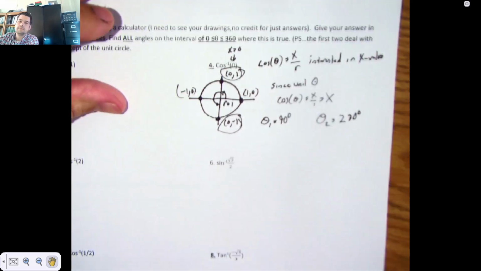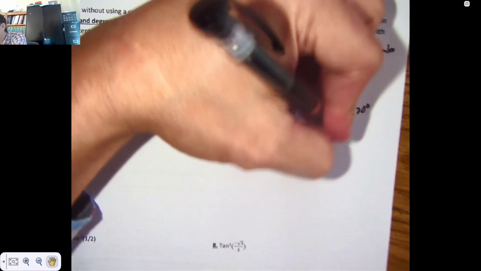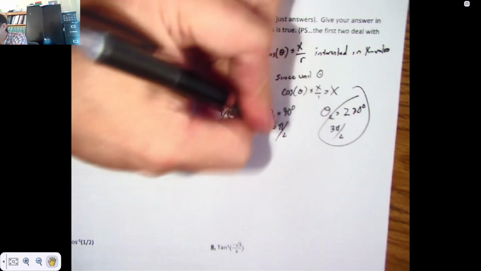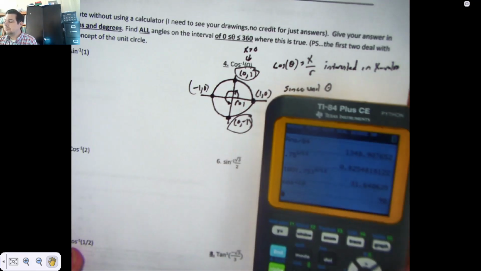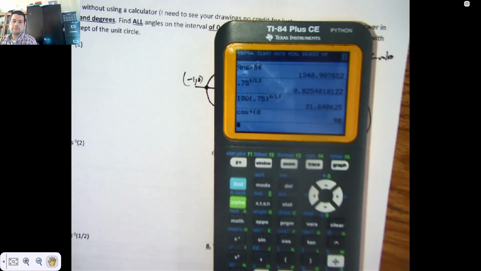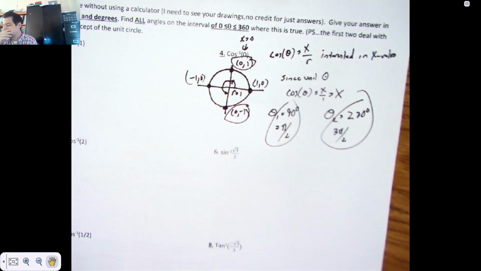Now 90 degrees as a pi rad is pi over 2, and 270 as a pi rad is 3 pi over 2. So there you go. Now your calculator can only tell you one of them. If you go to your TI-84 and you type arc cosine of 0, it just tells you one answer. Like, you cannot trust this thing. On a full circle, there's always 2 answers. I hate that for y'all, but that's how it is.